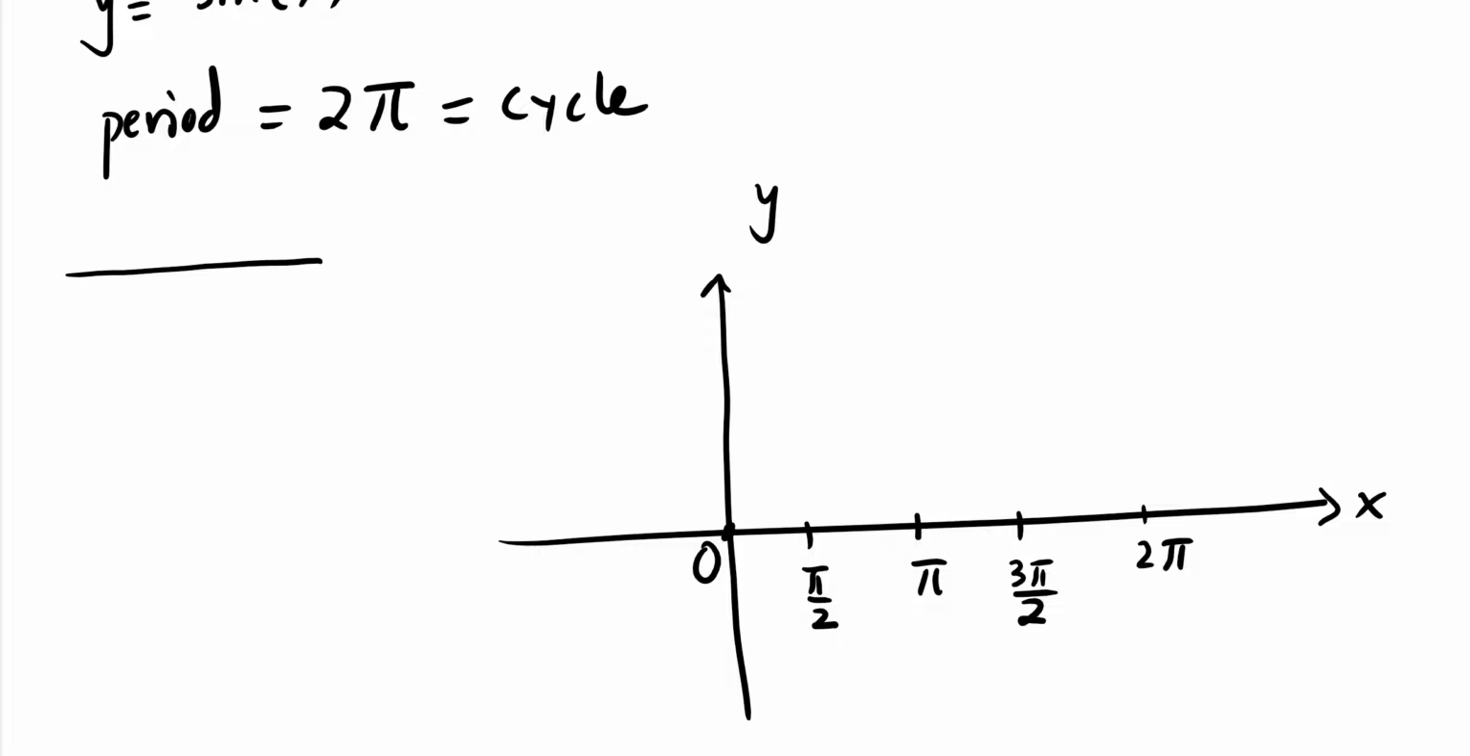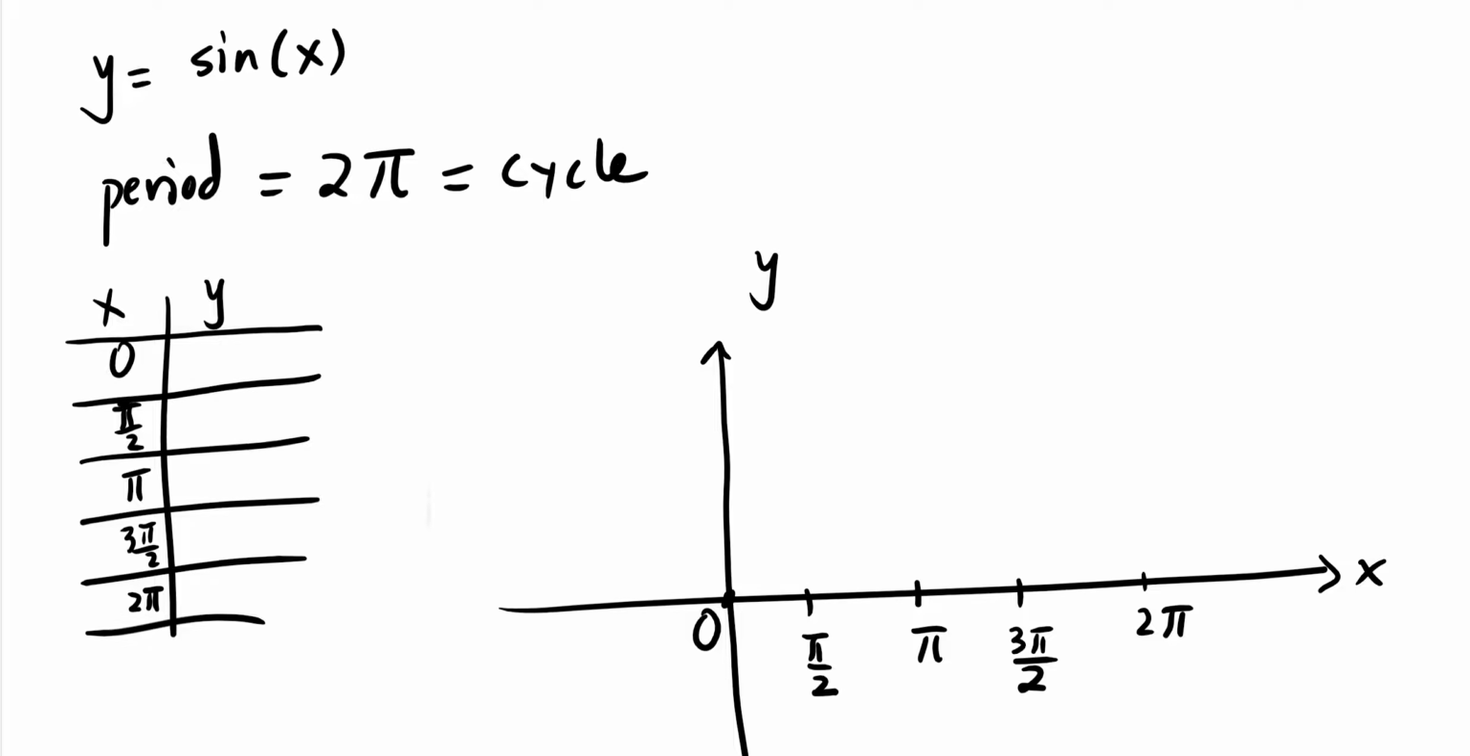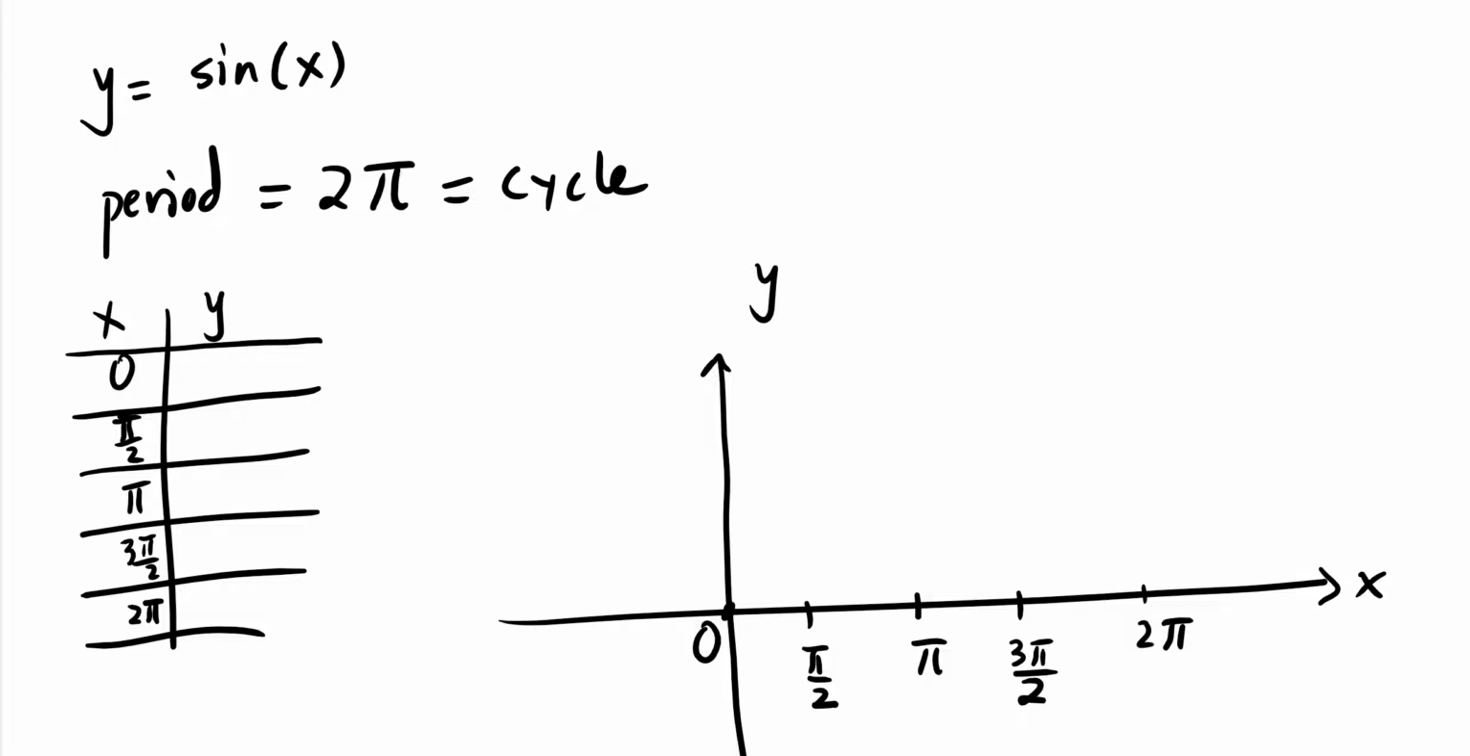These 5 points are the x values: 0, pi over 2, pi, 3 pi over 2, and 2 pi. Now I need to find their corresponding y values. To do that, you substitute into the original function. What is sine 0? From previous sections, sine 0 is 0. Sine pi over 2 is 1. Sine pi is 0. Sine 3 pi over 2 is negative 1. And sine 2 pi is also 0.